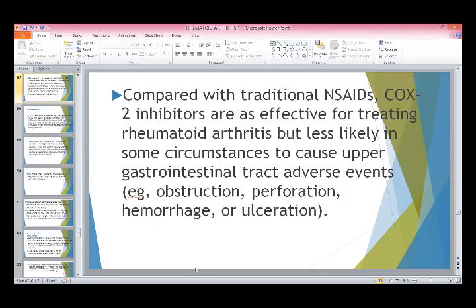As compared with traditional NSAIDs, COX-2 inhibitors are as effective for treating rheumatoid arthritis, but less likely in some circumstances to cause upper GI tract adverse effects, for example, obstruction, perforation, hemorrhage. Chances of these effects are reduced.